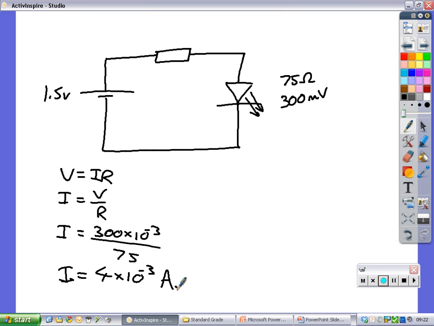So 4 times 10 to the negative 3, which is 4 milliamps. So 4 milliamps is the current that needs to be in this circuit.